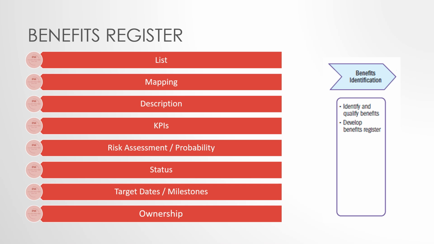Description of benefit measurement. We need to focus here on how we can measure a benefit. Key performance indicators and their monitoring thresholds. Risk assessment and probability for achieving the benefit. This one is critical to ensure the program is heading in the right direction. Benefit realization status. Target dates and milestones for benefits achievements, and the owner responsible for delivering each benefit. This can be a person, group, or an organization.